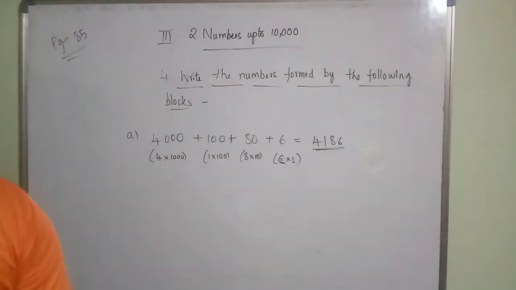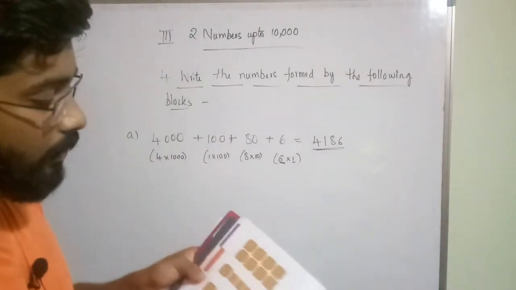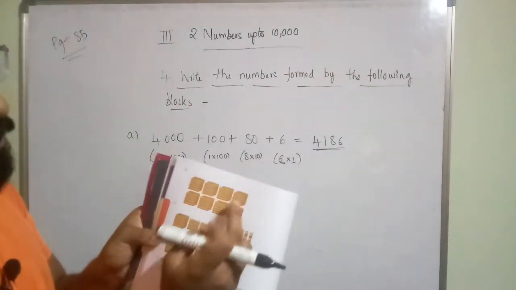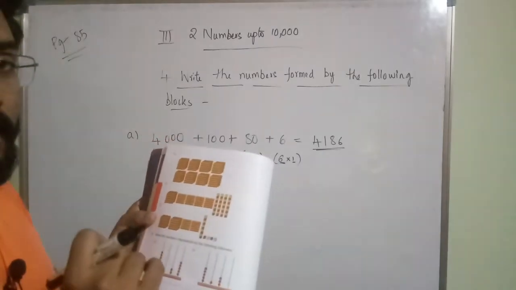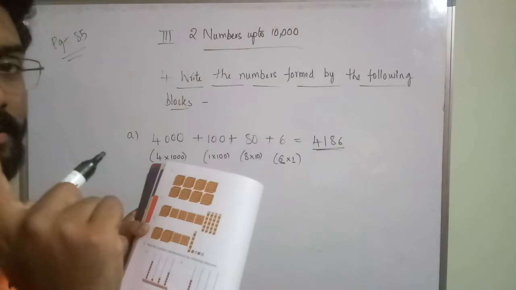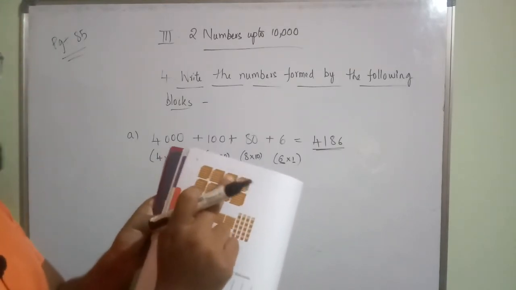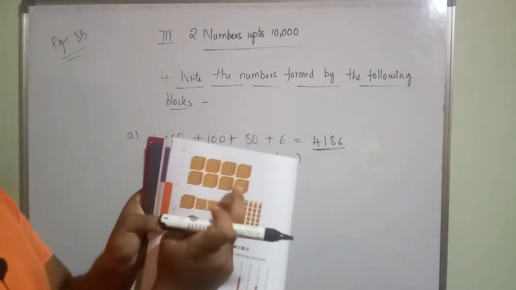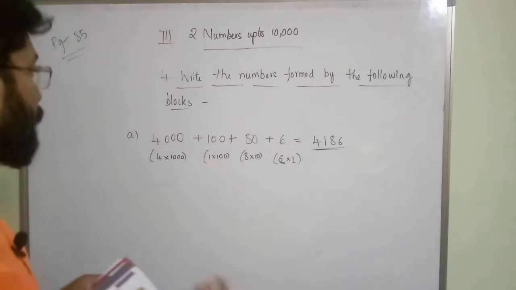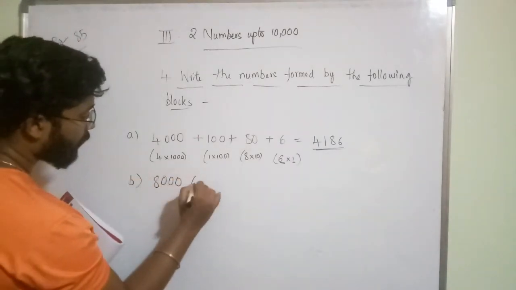Next one, B. If you look at your B, 1 2 3 4 5 6 7 8, 8 cubes are there. Value of 1 cube is how much? 1000. So here 8 are there. 1000 plus 1000 plus 1000 plus 1000, 4000. This is 5000, 6000, 7000, 8000. So what is the answer? 8000.